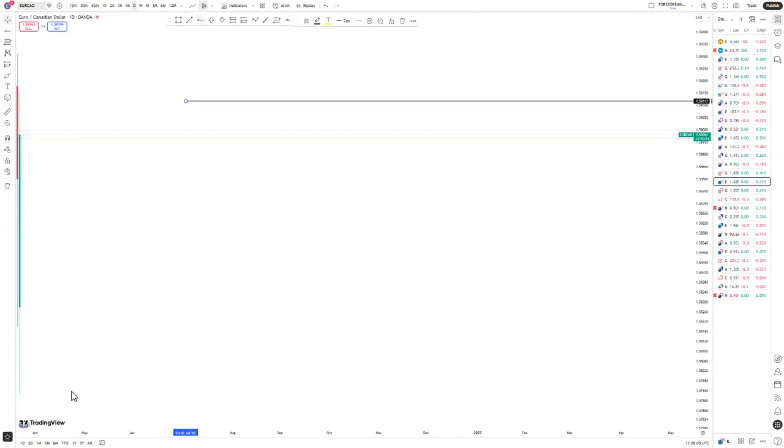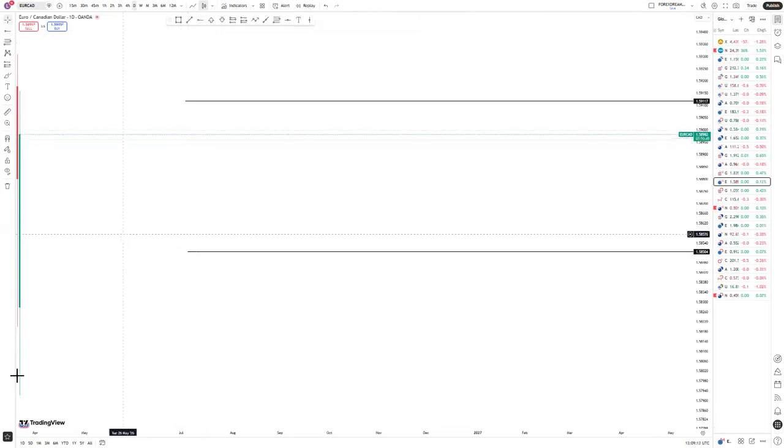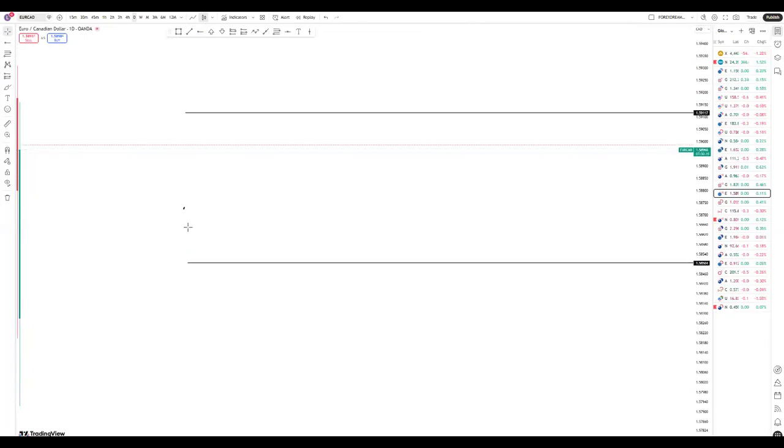Remember, we always start from the higher time frame. Don't make the mistake of going to a smaller time frame. We're just going to do it like this, and then let's focus on the market structure. Now, the market is coming from the resistance and going down. It will come down to test the support, and then it will go higher.